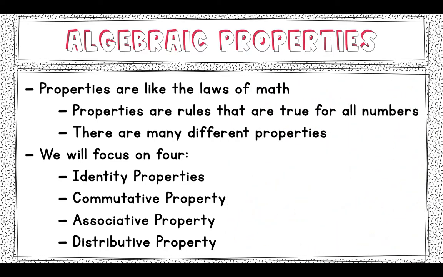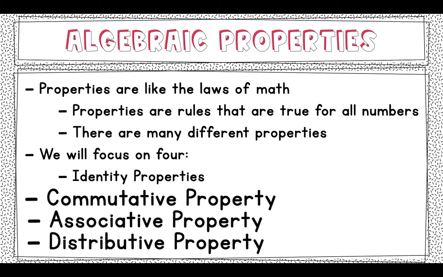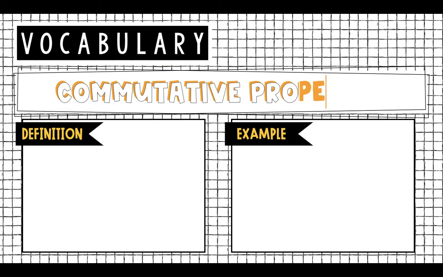Now, for the rest of the lesson, we're going to talk about the commutative, associative, and distributive property. Let's start by looking at the commutative property. You do not need to write this down in your notes. We're going to create a table later that has all 3 properties. So right now, just sit back and watch the video.